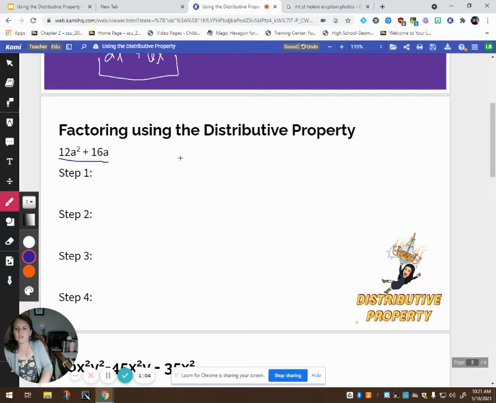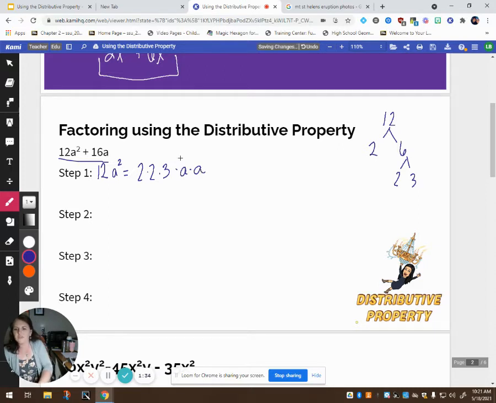So the first thing I want to do is look at 12a squared and write it in factored form. You guys probably remember doing factor trees prior to this class. I can rewrite 12 as the product of 2 and 6. I can't break 2 down any further, but I can break 6 down into the product of 2 and 3. So the prime factorization of 12a squared would be 2 times 2, which is 4, 4 times 3, which is 12, times a times a.